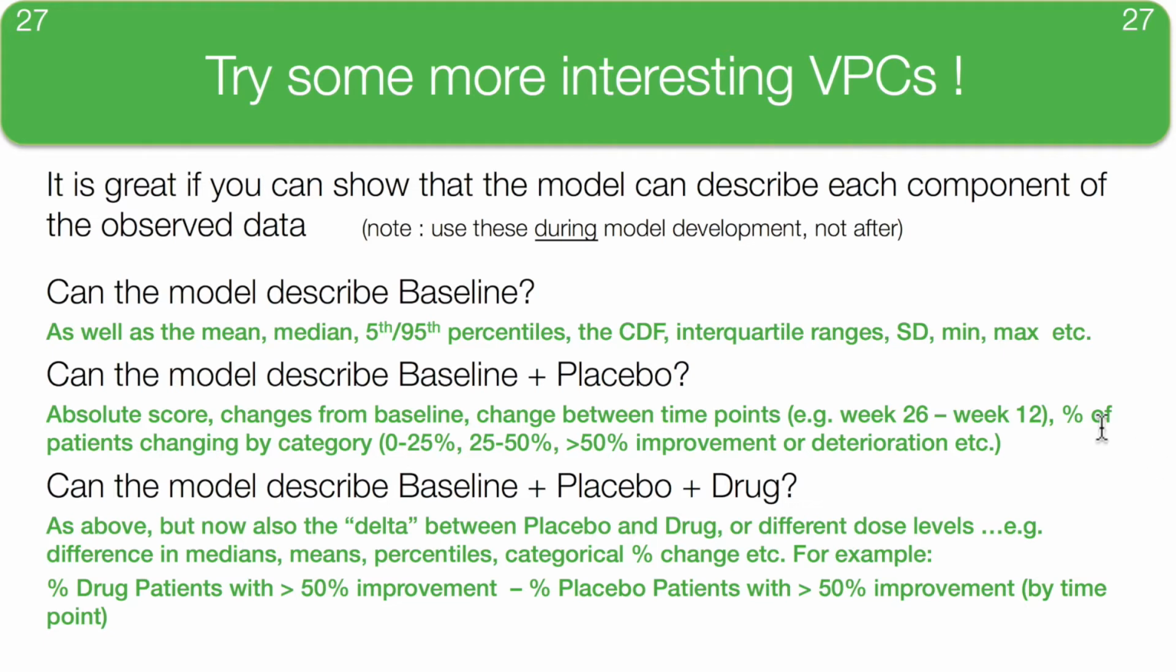And I think that the note up here is just to mention that to use these during model development. Don't do this right at the end to find out there's a problem, but actually build it into your model building processes. And I think just down here, just mention, you can actually have some very interesting VPCs and predictive checks. So for example, the percent of drug patients with a 50% improvement minus the percent of placebo patients with a 50% improvement by time point. And if you are really describing individuals, you'll be able to describe these features of the observed data with your model.